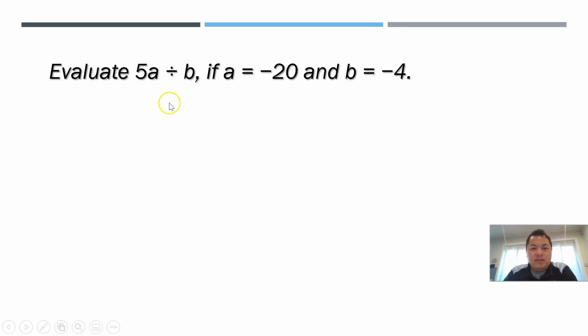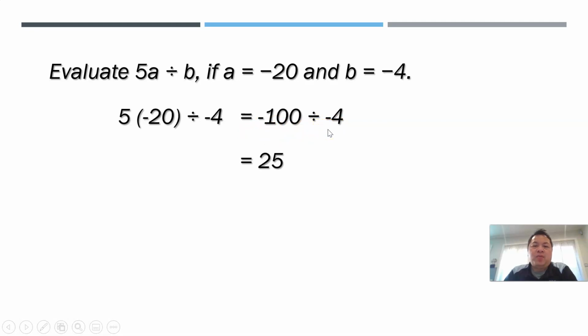Oh, it's an almost similar example, but I have actually made B as minus 4. Let's look at the result. Okay, again, 5 multiplied by minus 20 divided by minus 4. So I simplify the brackets. 5 times minus 20, that's how I get minus 100 divided by minus 4. Minus divided by minus, and the result is positive. I get 25. Okay, well done.